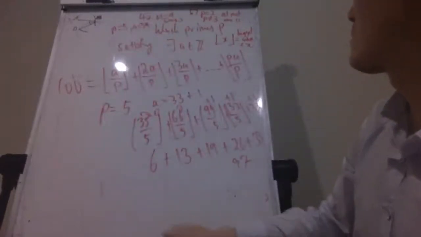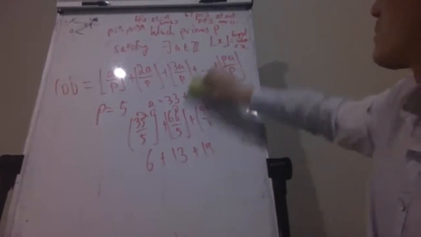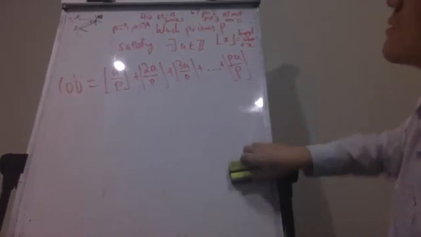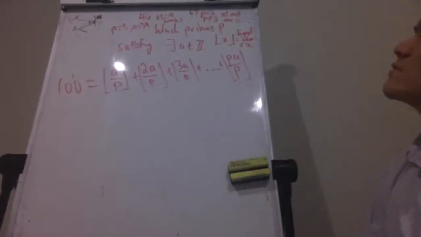You notice anything? 2 and 5 divide 100. Yes, 2 and 5 divide 100. That's true. 3 does not.